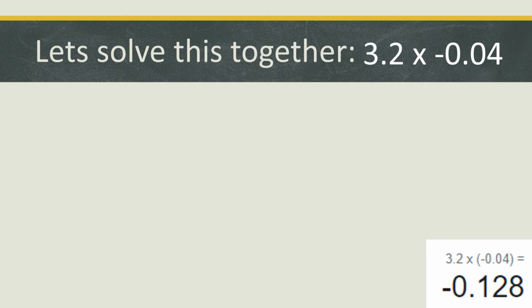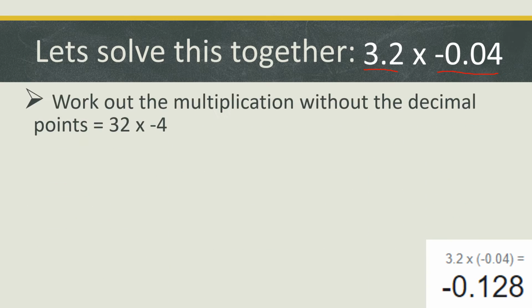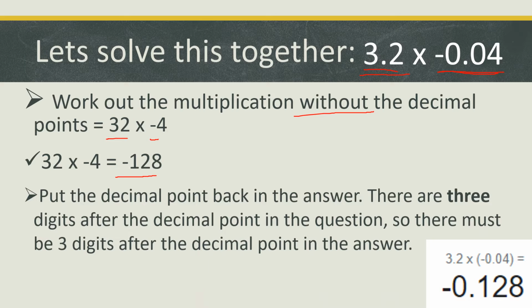Let's solve this together. 3.2 multiplied by negative 0.04. So as usual, you need to multiply it without the decimal point. So when we remove the decimal point from 3.2, we'll get 32. And when we remove the decimal point from negative 0.04, we'll get negative 4. And when we multiply it, we'll get negative 128.